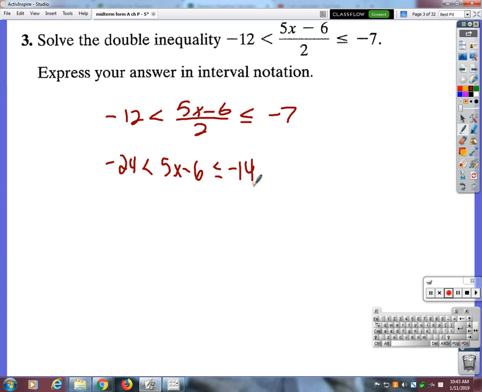Okay, what's my next step in solving this middle piece for x? Add 6. So if I add 6 to here, then I'm going to add 6 to here, and I'm going to add 6 to there. So -24 plus 6 is -18. Those cancel.